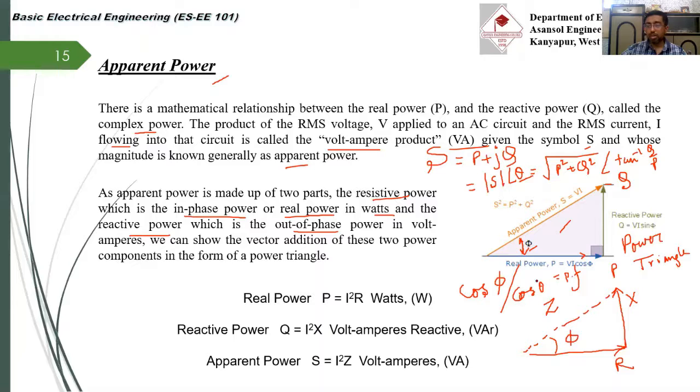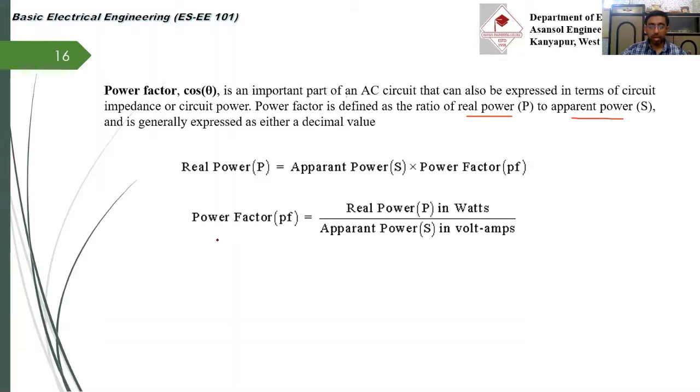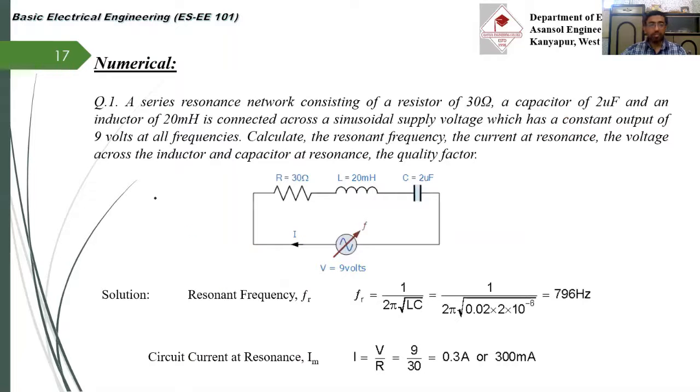So what is cos theta? Cos theta is the ratio of P to S. The power factor is written as cos phi, or you can write cos theta also, where the angle is given. That is nothing but the ratio of real power to apparent power. So this thing you need to remember. Now, next we will solve some numericals.